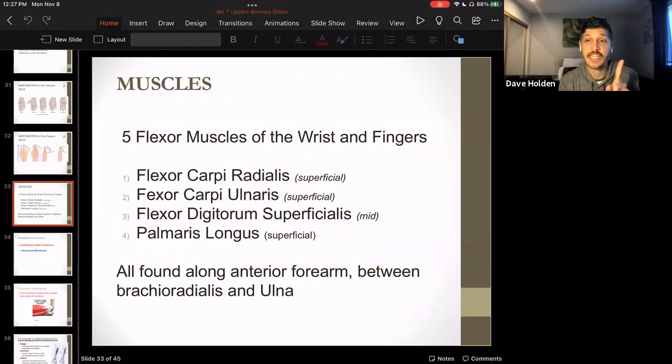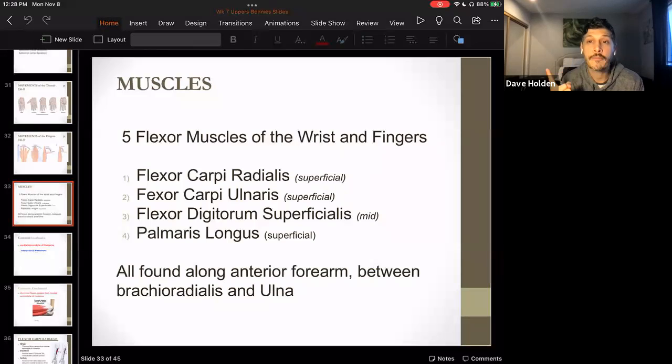The name flexor tells me a couple of things. Number one, it tells me what the muscle does. It's flexing. But that also clues me in as to where the muscle is going to sit. Flexor muscles will be on the anterior side, on this side of the forearm. So every muscle with an extensor in its name, those will all be found on the posterior side. Remember, because posterior muscles extend and anterior muscles flex. Cool.